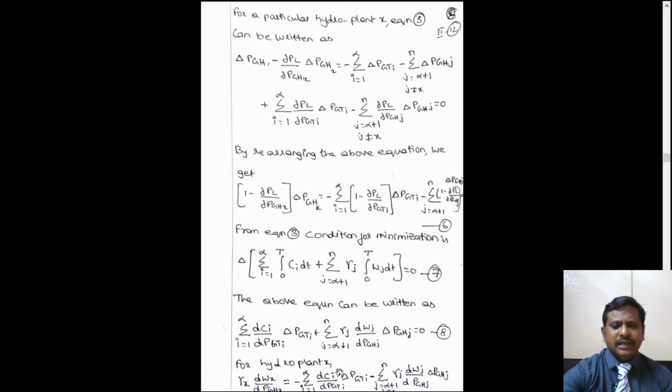So for hydro plant X, this will be your equation: gamma X dwx by dpgh is equal to minus the sum over i equals 1 to alpha of dci by dpgti, that is pgti, minus the sum over j equals alpha plus 1 to n of gamma j dwj by dpghj. While hearing these words it may be difficult, but once you start writing it on paper, it will be very easy. Okay.